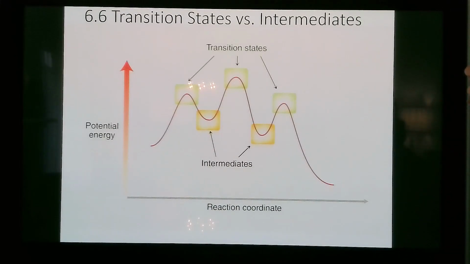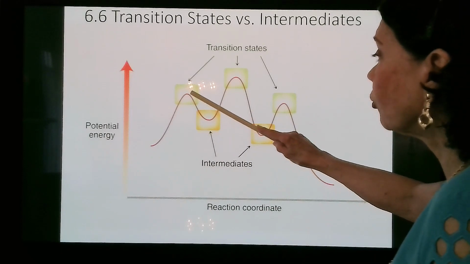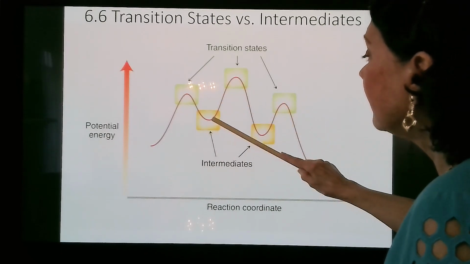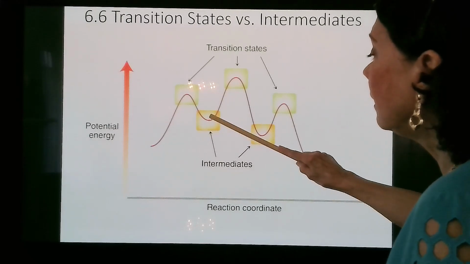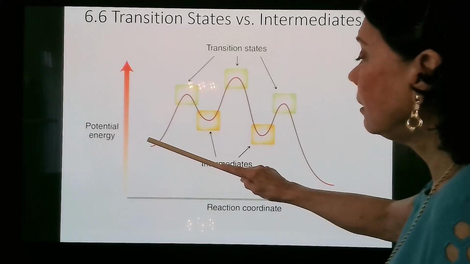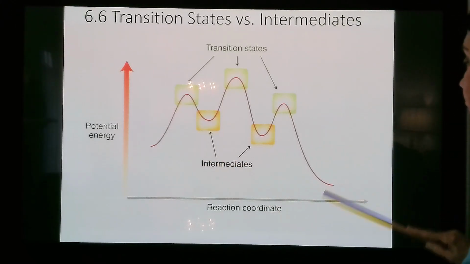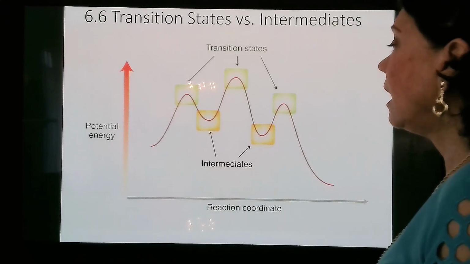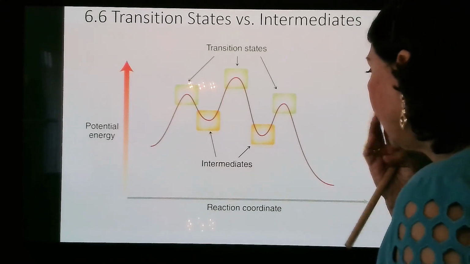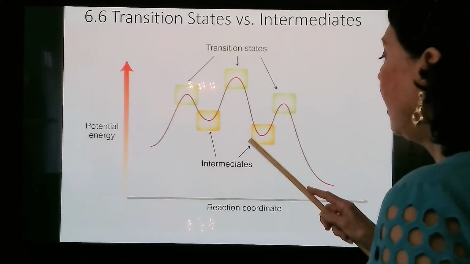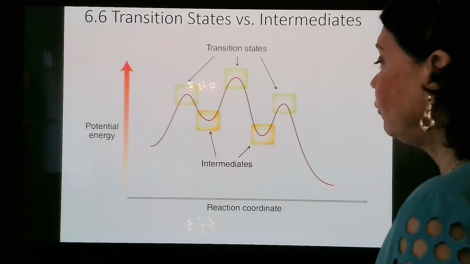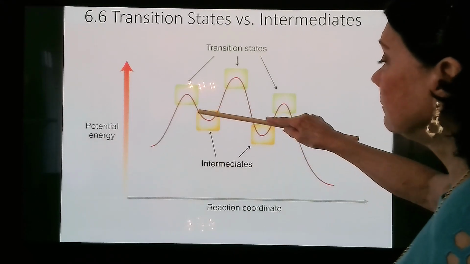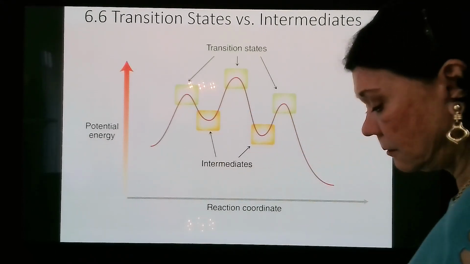Now, just some nomenclature here. These are transition states, energy maxima. Okay, these are energy minima, and these would be intermediates. The reactants and the products also, of course, are energy minima on the energy diagram. And so this is just to give you a little bit of nomenclature. Energy maxima, energy minima.